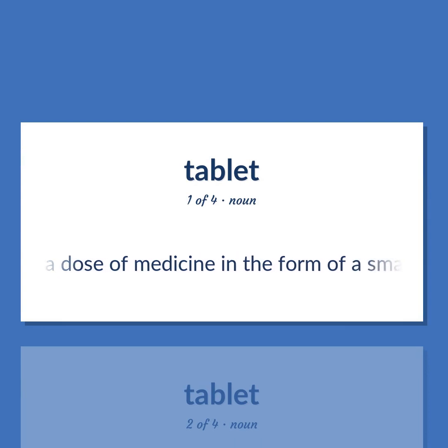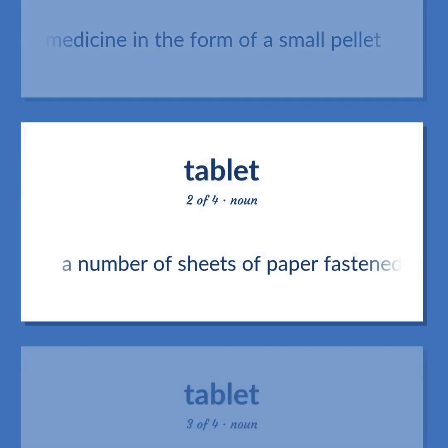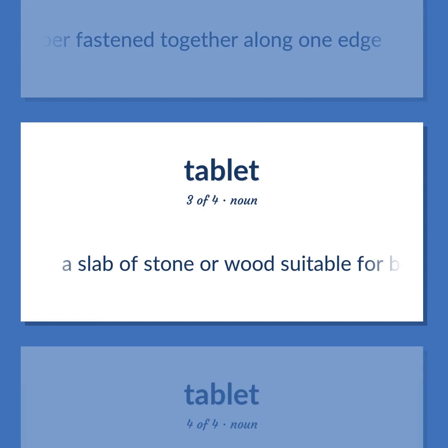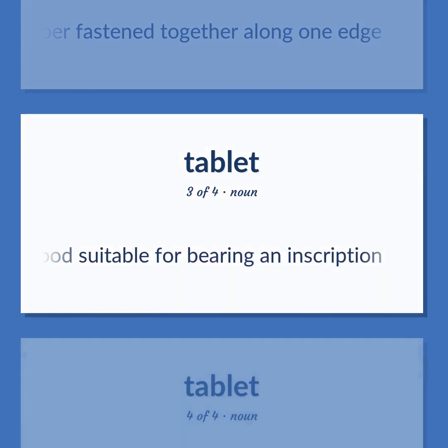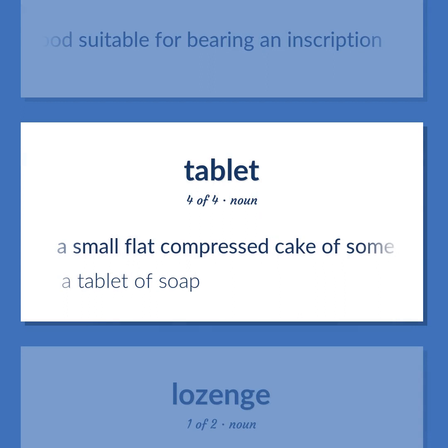A dose of medicine in the form of a small pellet. A number of sheets of paper fastened together along one edge. A slab of stone or wood suitable for bearing an inscription. A small flat compressed cake of some substance. A tablet of soap.